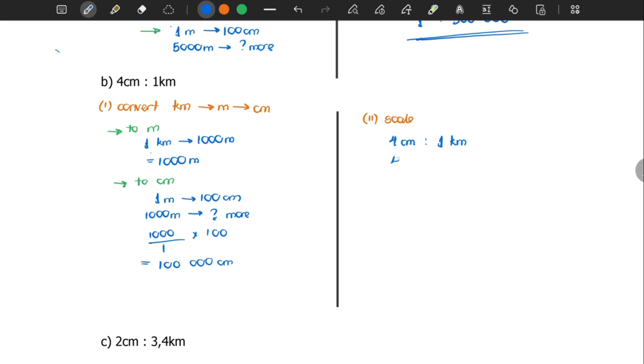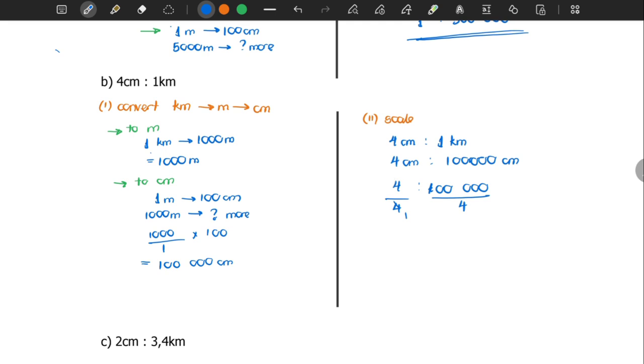And that translated to 4 centimeters is to 100,000 centimeters. Okay, since now we have centimeters on both sides, we can leave out the units. 4 is to 100,000, and then we divide both sides by 4.